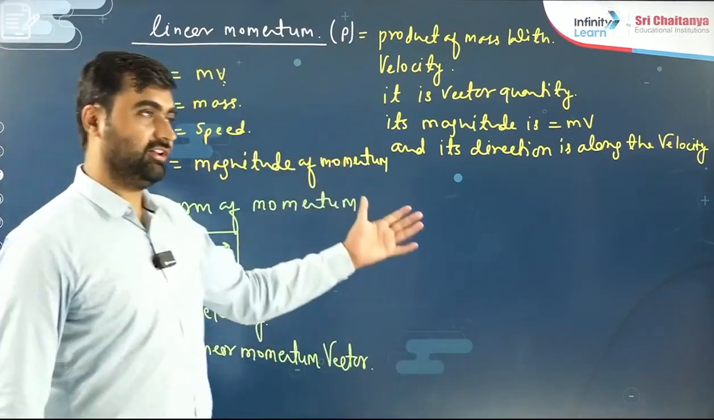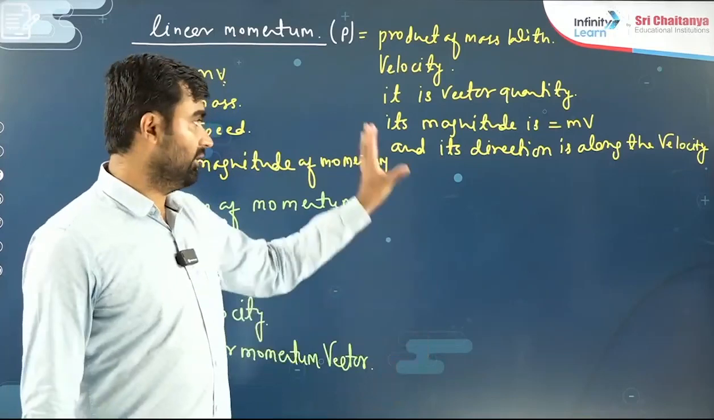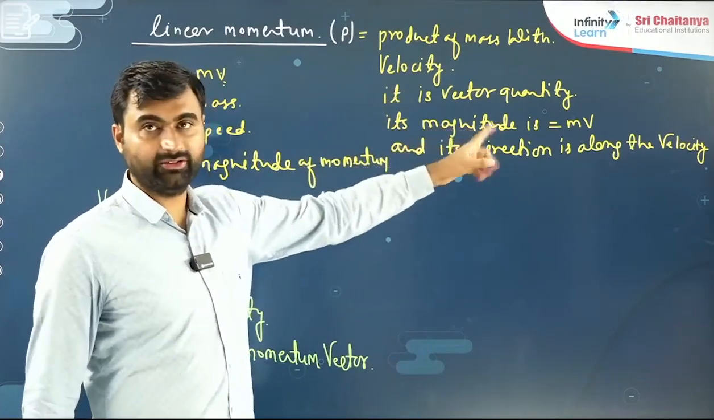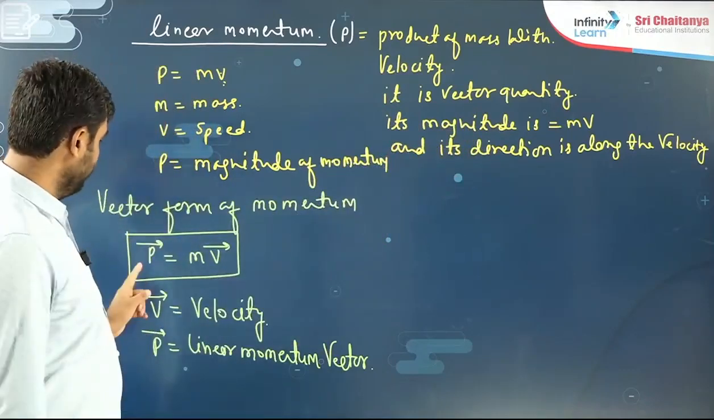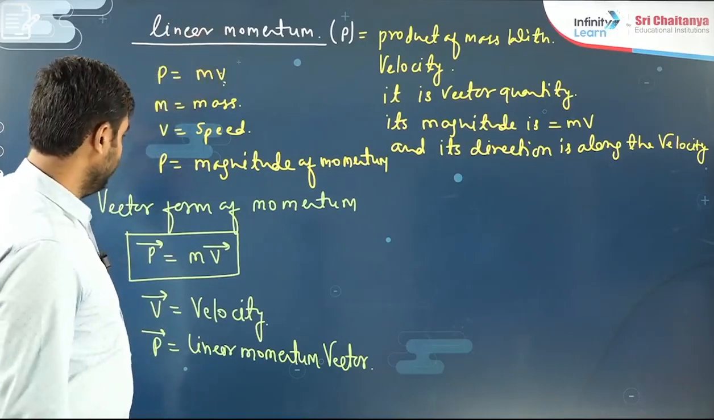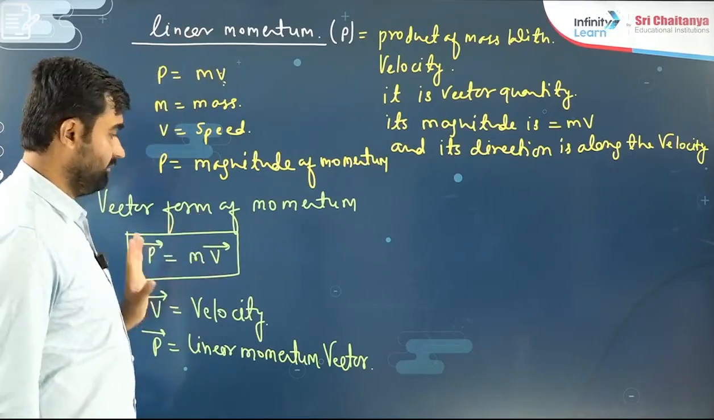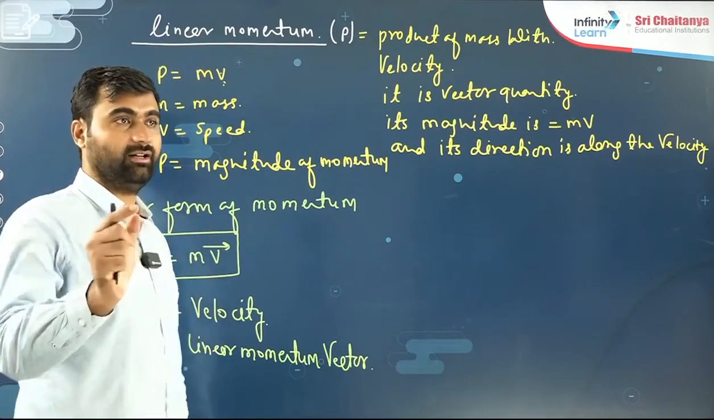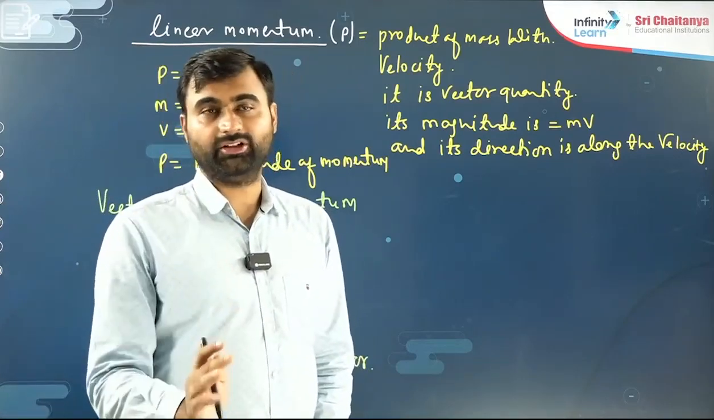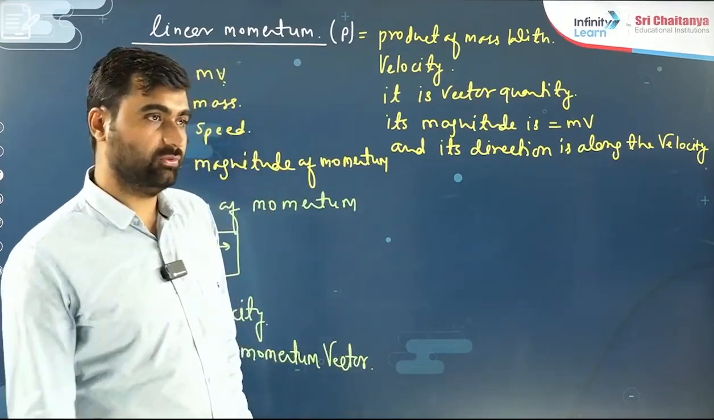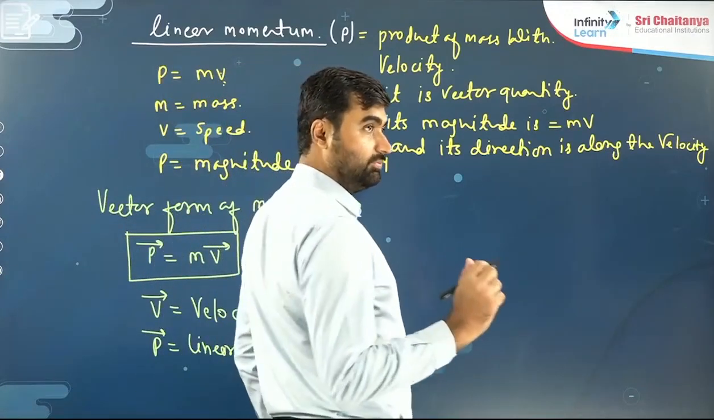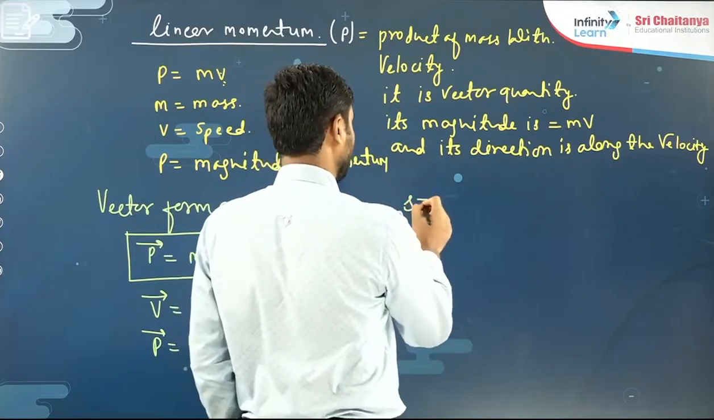Is it clear now? So I split it into both parts, one is direction and one is magnitude. Direction is along velocity, magnitude is mv. Okay. And here we understood the magnitude formula is this much, and the vector form formula is this one. Now I am asking you, what is the unit of momentum? Send your answer. I will see who sends first. Send the SI unit of momentum.